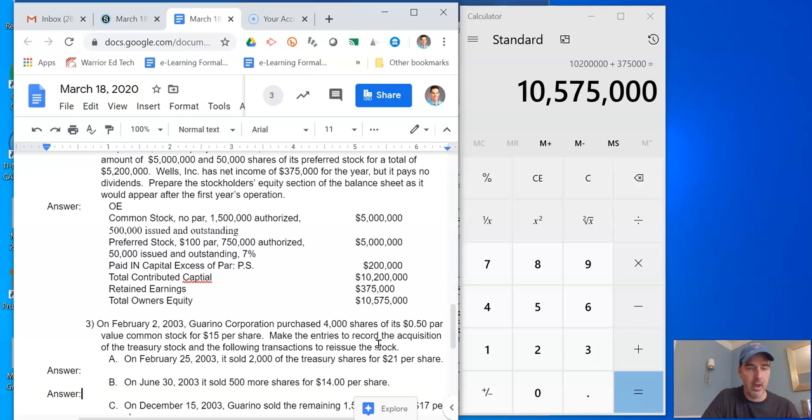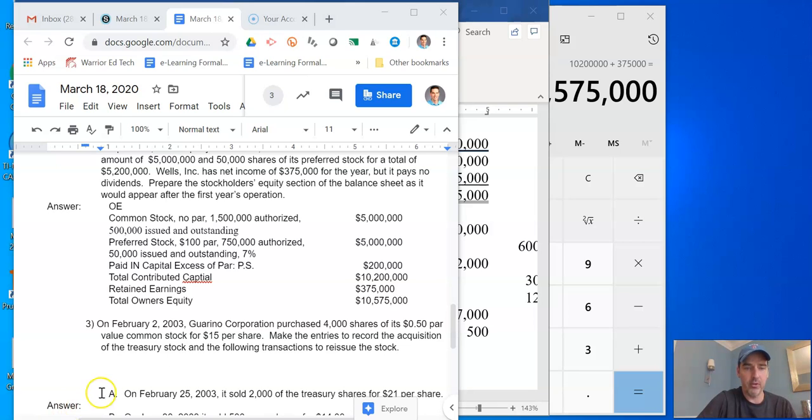All right, problem 3 then. We're going to break down problem 3. Okay, so the first thing that's going on here, it's purchasing 4,000 shares of its own stock. And so when they purchase on that February 2nd, 03, when they purchase their treasury stock, it's going to go into that treasury stock account. And so the treasury stock account is going to go up. So you're going to take that 4,000.